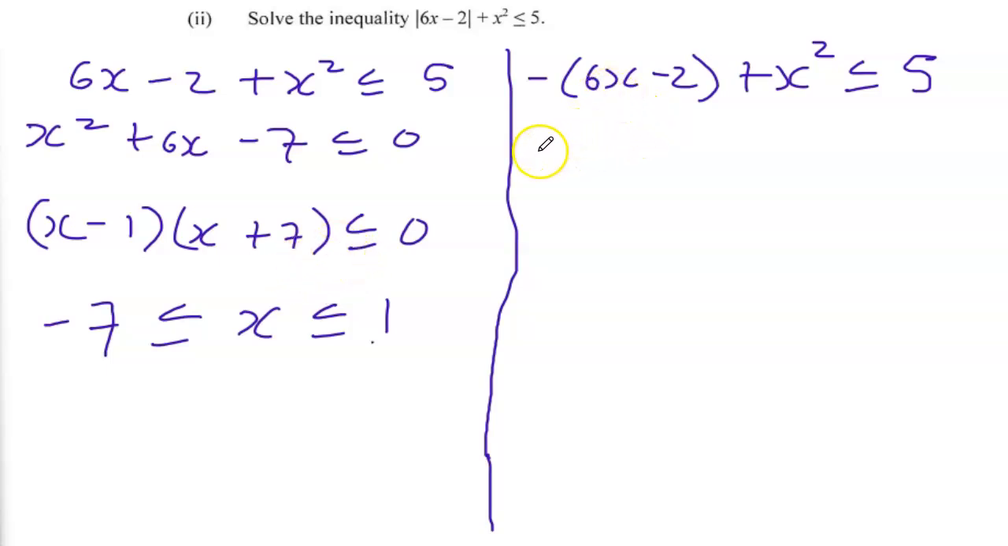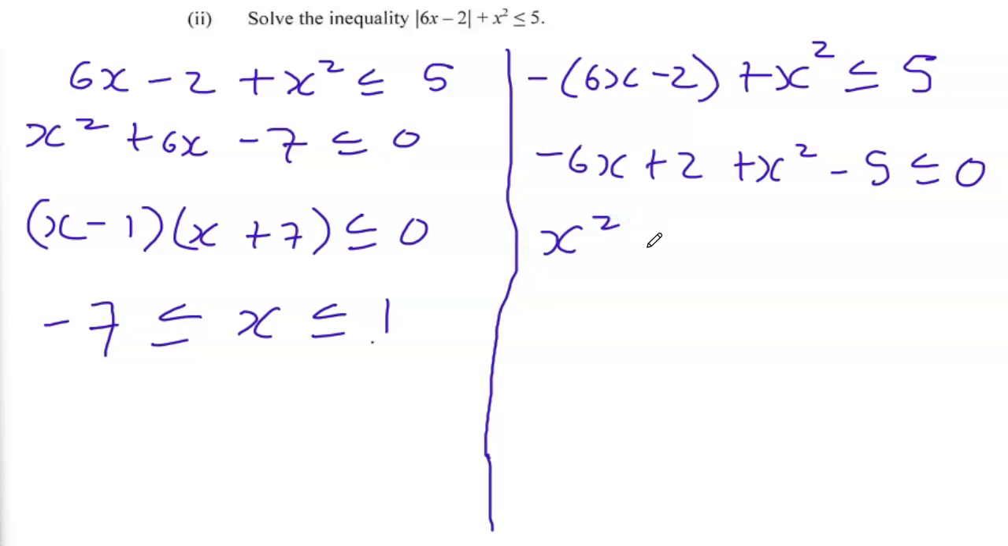Over here, we have minus x plus 2 plus x squared, and we can subtract 5 from both sides. We have minus 5 over here. So we have a quadratic, x squared minus 6x minus 3, less than or equal to 0. Now to get the critical values, we'll certainly need to use the quadratic formula, since this cannot be factorized.